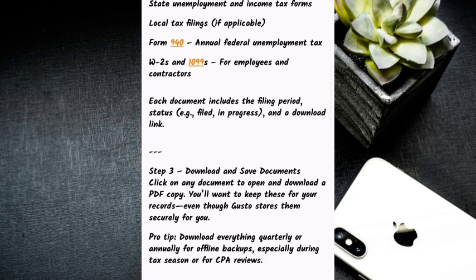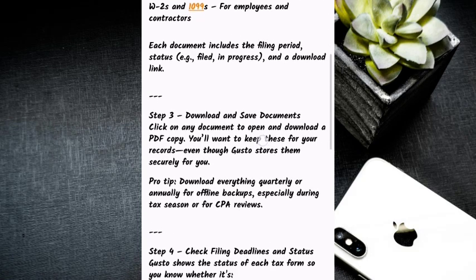Step 3, download and save documents. So click on any document to open and download a PDF copy. You'll want to keep these for your records. Even though Gusto stores them securely for you, you still want to have them in another backup file. Now, pro tip, download everything quarterly or annually for offline backups, especially during tax seasons or for CPA reviews.